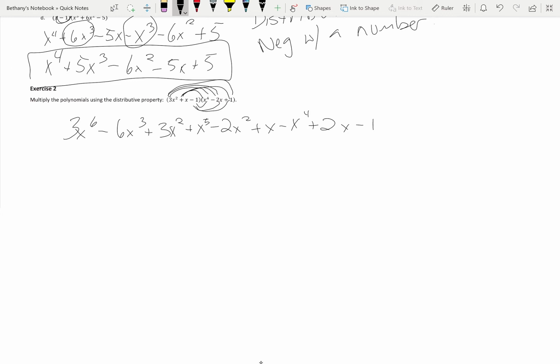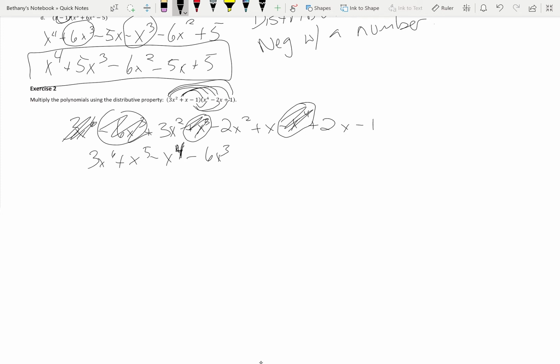Alright, so combining like terms in standard form, I have 3x to the 6 is my highest. If it helps you, you can scribble it out once you use it. I have positive x to the fifth, that's the only one, so plus x to the fifth. Done. I have minus x to the fourth. Okay, done. Then minus 6x to the third.